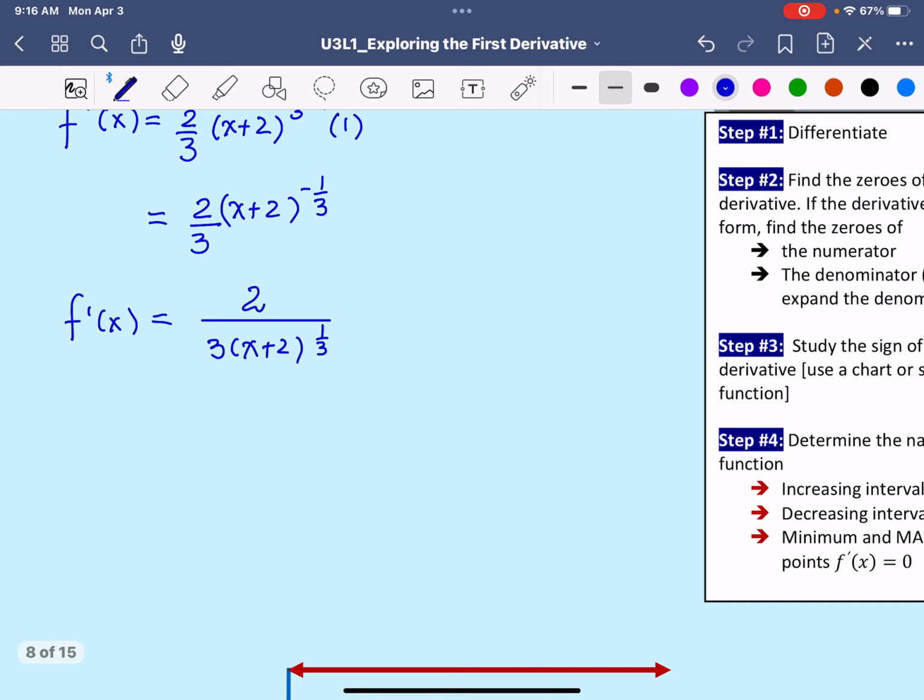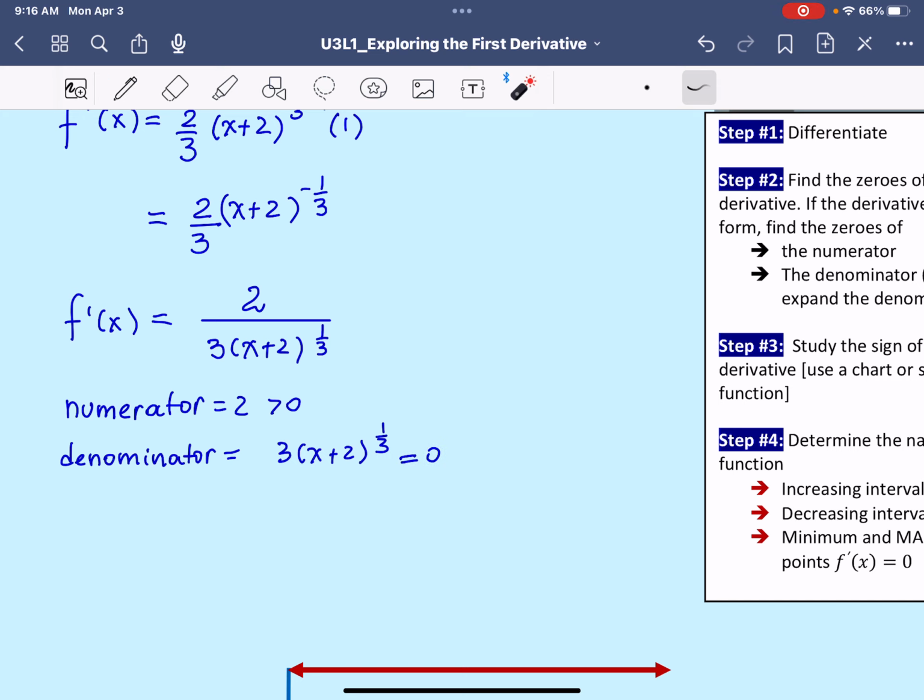Now, in order to study the sign of the derivative, we need to take a look at the signs of the numerator and denominator. The numerator is a constant number, so the numerator equals 2. It's a constant greater than 0, which means it won't change the sign of the entire derivative. The denominator, on the other hand, is 3 times (x plus 2) to the power of 1 over 3. We're going to set this equal to 0 to find the values of x that make the denominator 0, so that we'll be able to study when this expression is positive and when negative afterwards.